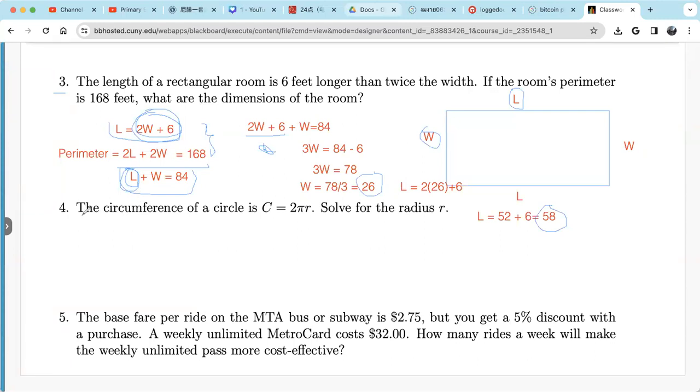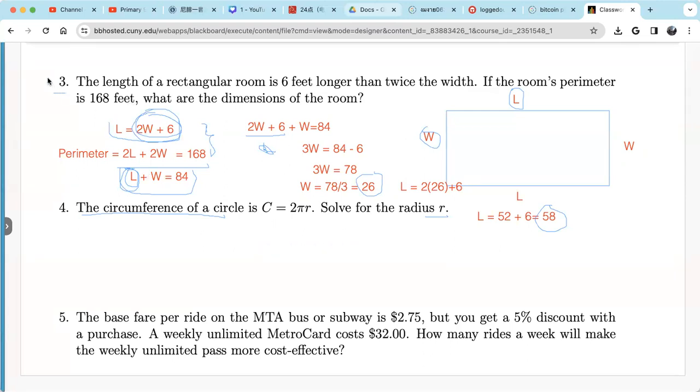Given the circumference of a circle is C equals 2 pi r, solve for the radius r. So we're not given any particular value. Here, solve for radius r means we want to single out r. Single out r. So what do we do? How do we single out r?